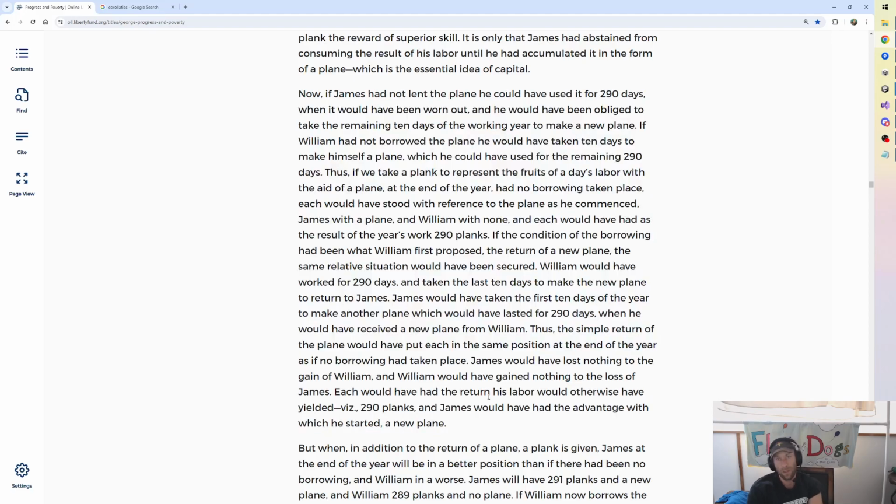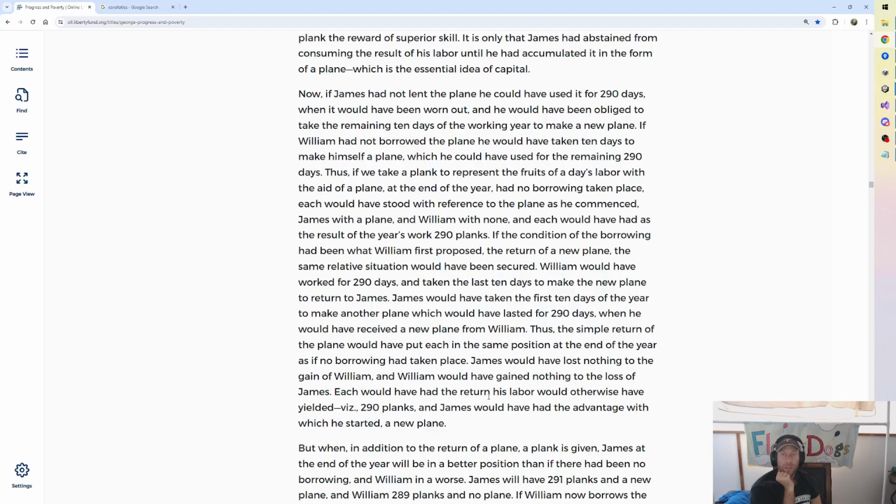Now, if James had not lent the plane, he could have used it for 290 days when it would have been worn out, and he would have been obliged to take the remaining 10 days of the working year to make a new plane. If William had not borrowed the plane, he would have taken 10 days to make himself a plane, which he could have used for the remaining 290 days.